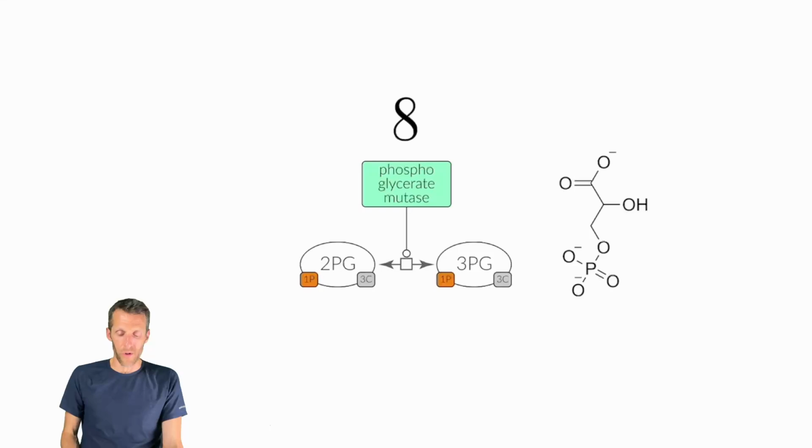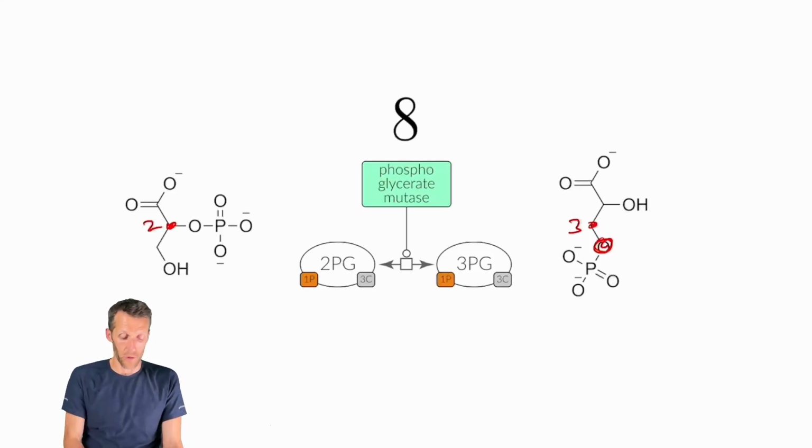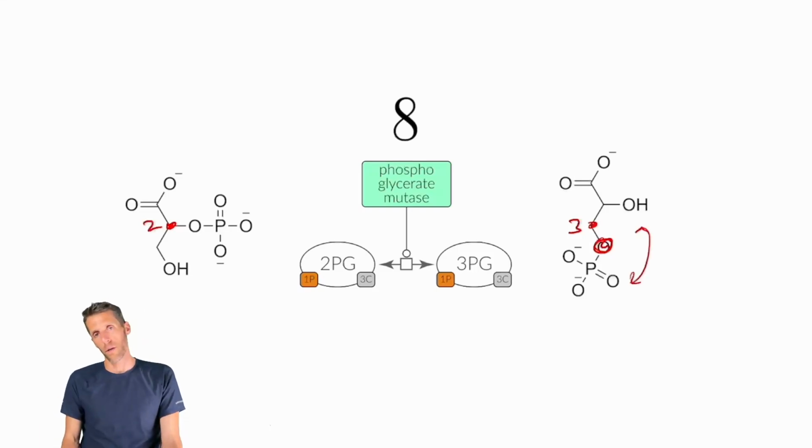Let's go through 8. 8 is we're just going to do a very simple rearrangement. So we're going from 3-phosphoglycerate, meaning the phosphate is sitting on the 3 carbon right here, to 2-phosphoglycerate, meaning it is now sitting on the 2 carbon. So we just moved that phosphate over. We swapped the phosphate and the hydroxyl.